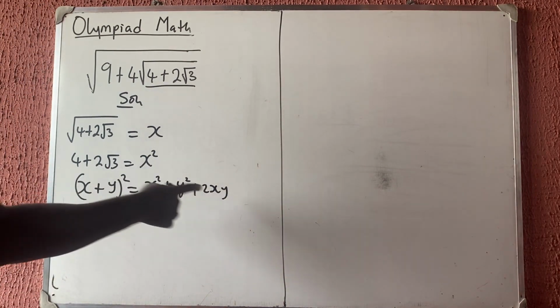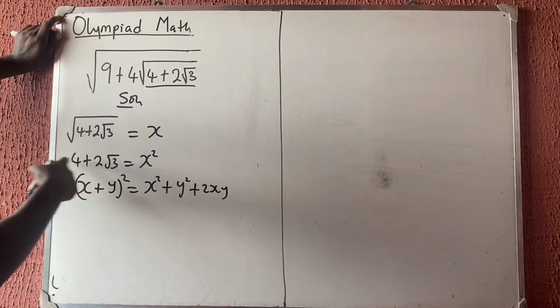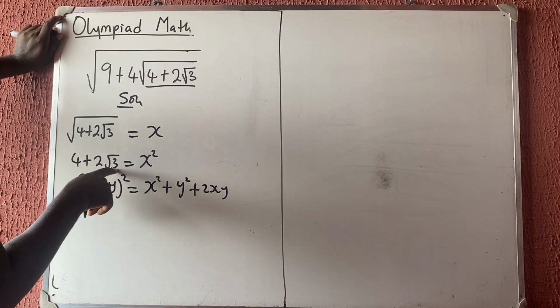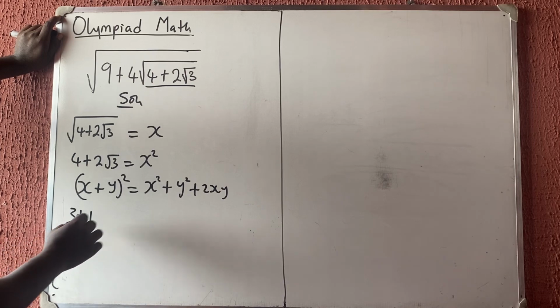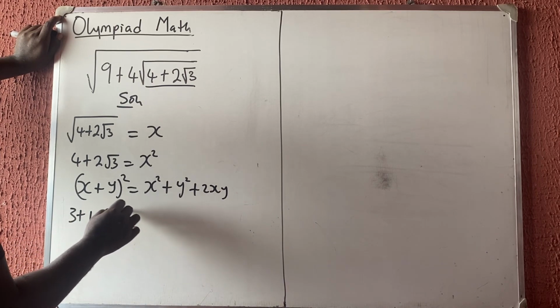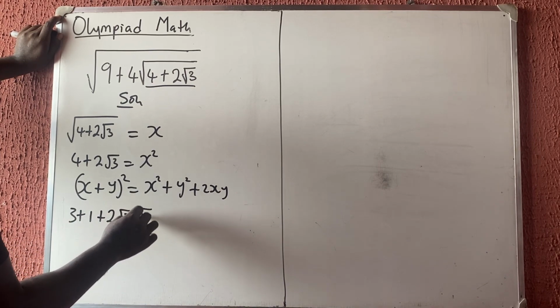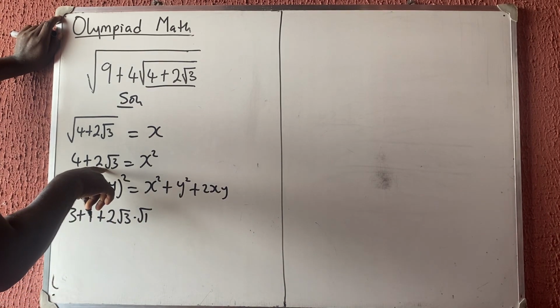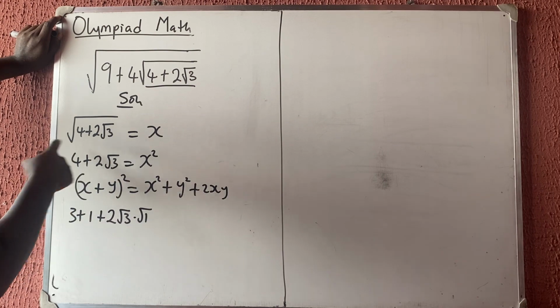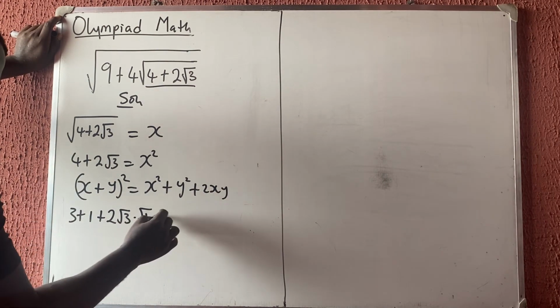Okay, so let us try to make this look like this. Now from this place, since I'm having 3 here, this 4 can be written as 3 plus 1. Okay, then plus 2 root 3 times root 1. Now root 1 is 1, so this is the same thing. I did not change anything, and this plus this is this. Okay, so now it is equal to what?